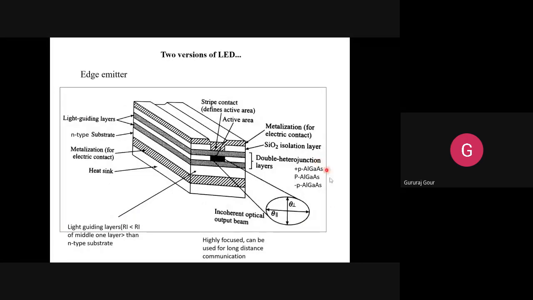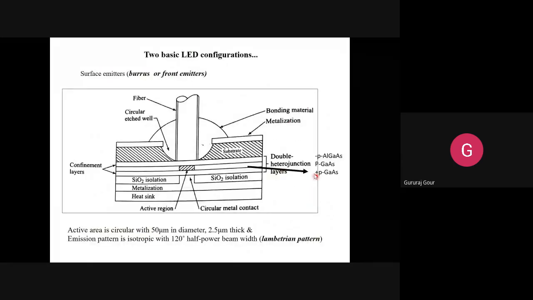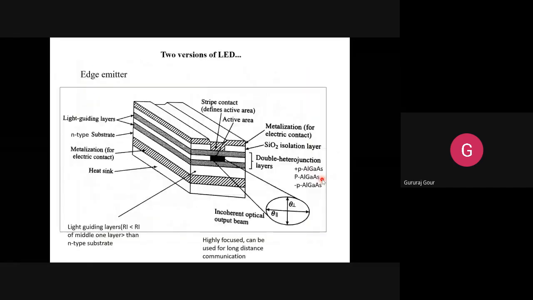Here you can see all three layers are made up of aluminum gallium arsenide. Again the same thing, the middle P is acting like a core with a higher refractive index compared to the other two, plus P and minus P. So there the top layer is minus P and plus P, and here it is reversed, plus P and minus P. So keep this in mind, don't confuse, because I've seen many times you got confused when drawing these things. You need to mention it either in the diagram or explain it in your answers. So what these three confinement layers or double heterojunction layers are composed of and how they are going to behave.